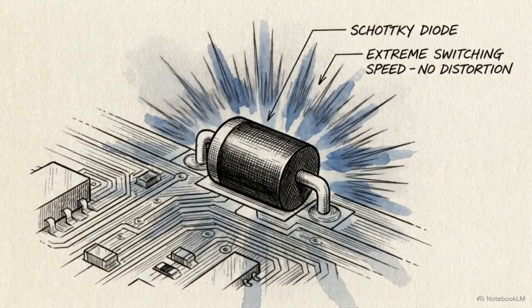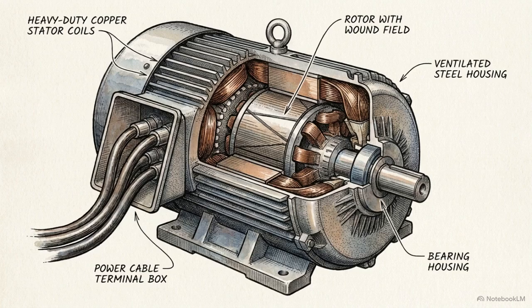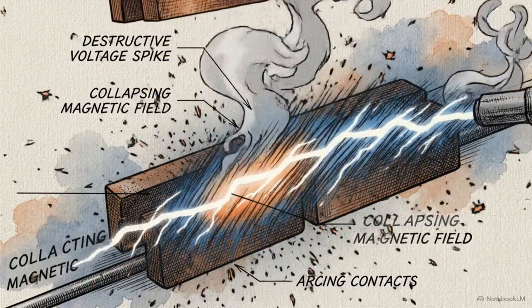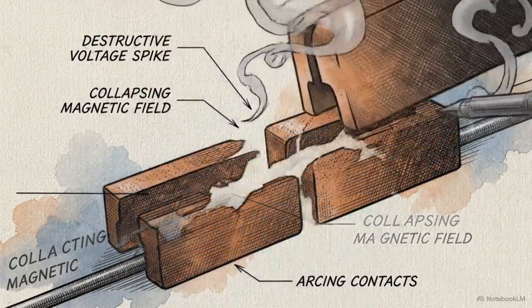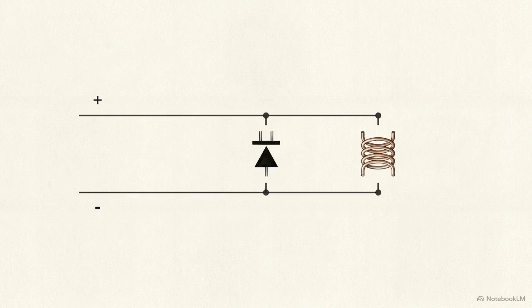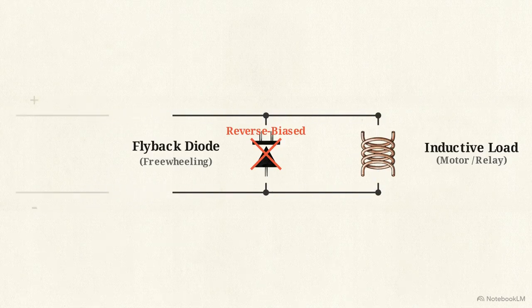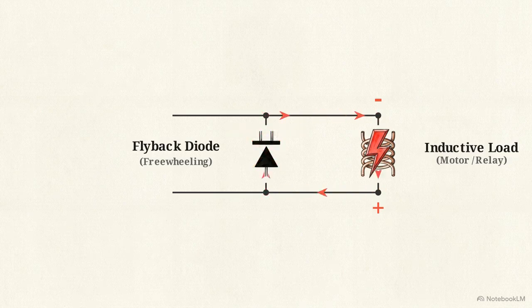Diodes are also used to manage the extreme physics of inductive energy. When power is removed from a relay coil or motor, the collapsing magnetic field generates a massive, destructive voltage spike. By placing a flyback diode in parallel with the inductive load, we create a safe path. It remains reverse biased during normal operation, but the moment the inductor generates its high voltage spike, it becomes forward biased, safely shunting the energy in a continuous loop until it dissipates.